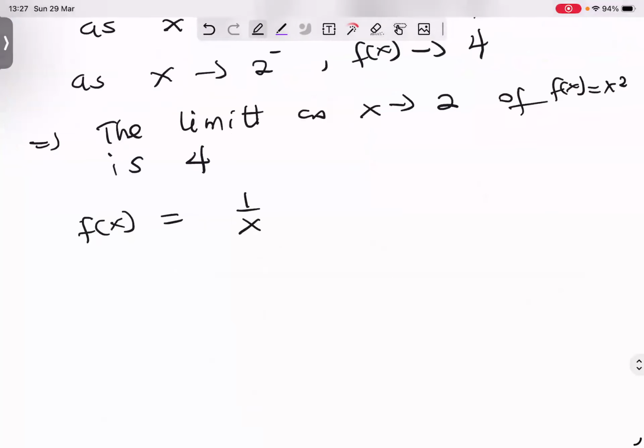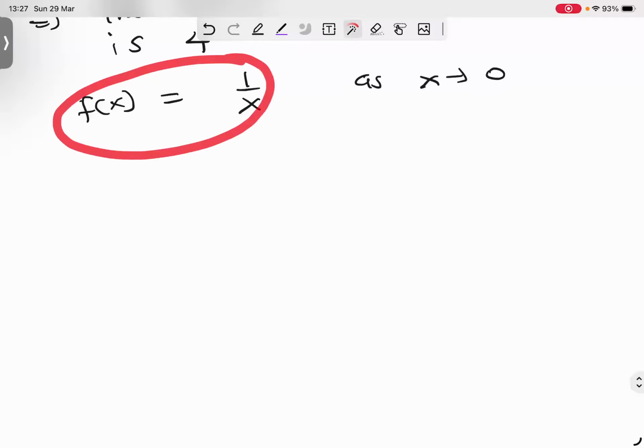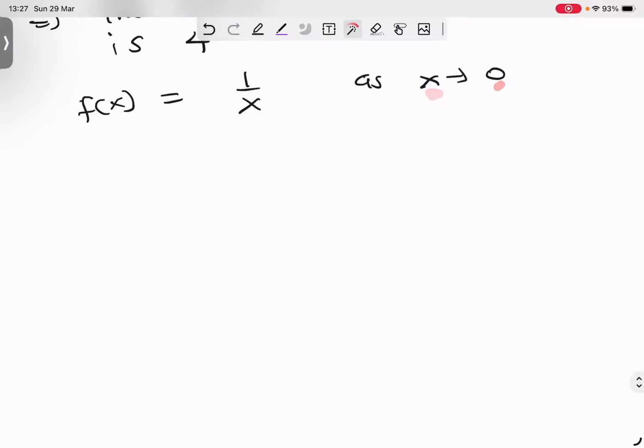Okay, so let's look at another example. F of x is equal to 1 over x. We want to evaluate the limit of this function as x approaches, say, 0. Let's pick a different number. This means that we are going to look at the behavior of f of x as x approaches 0. We can approach 0 from 2 directions.